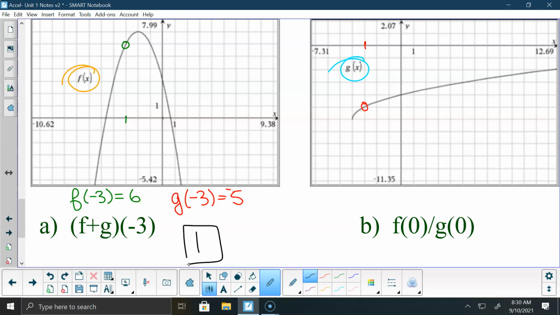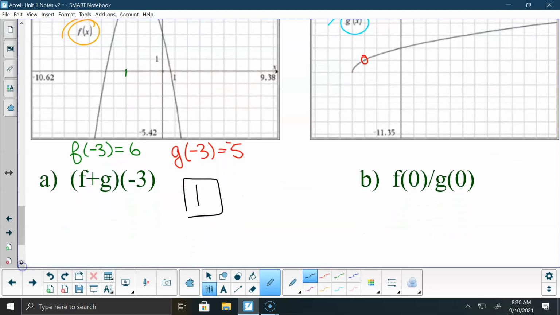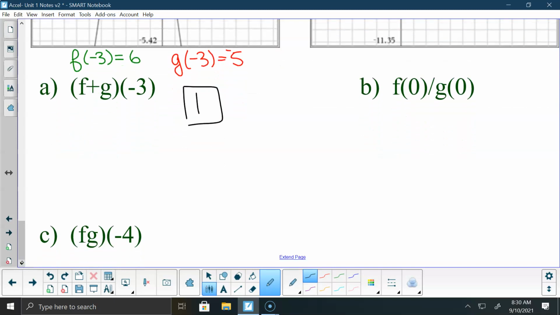I'm going to scroll past the pictures here for a second because I want you guys to see the examples, and then we'll talk and make sure we got everything in the right spots.